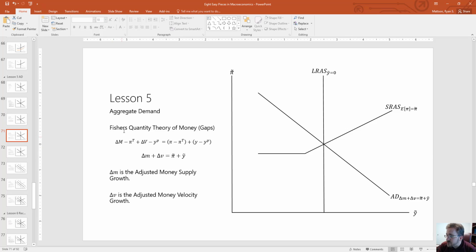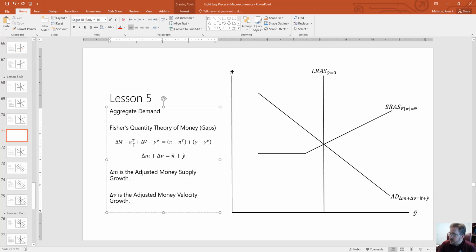Now we're going to take a Fisher's quantity theory look at the gaps. So what this will do is, on this side of the equation, I'm just bringing in a subtraction of the inflation target, which for the US case would be 2%, and then the potential output gap target. Now what you do on one side, you do on the other, right? So this is going to be a money supply adjusted for that inflation target. So a growth in money adjusted for the inflation target, and then a growth in velocity adjusted for this growth in potential output. And I'll call those little m, delta little v here.